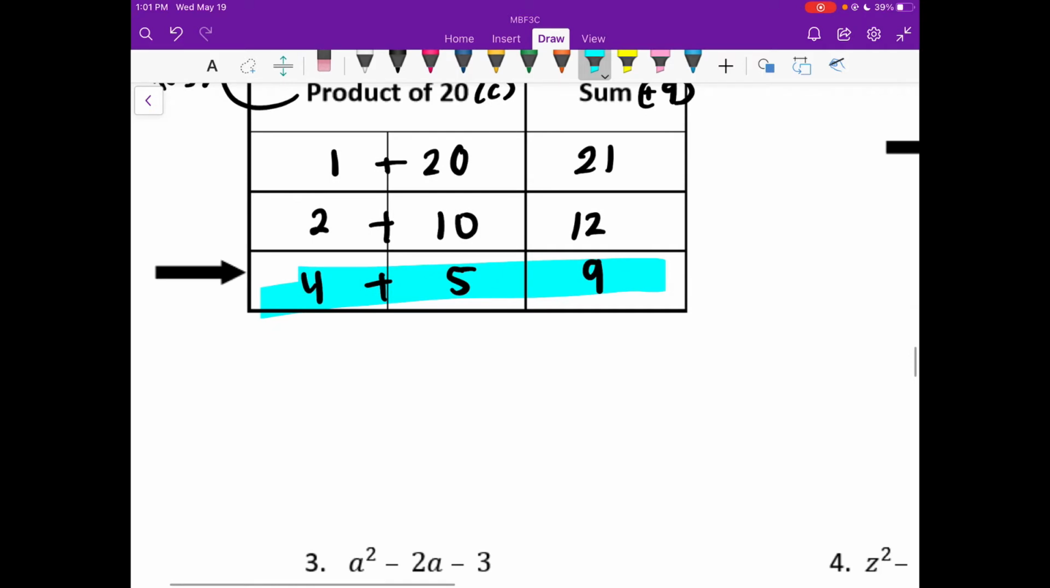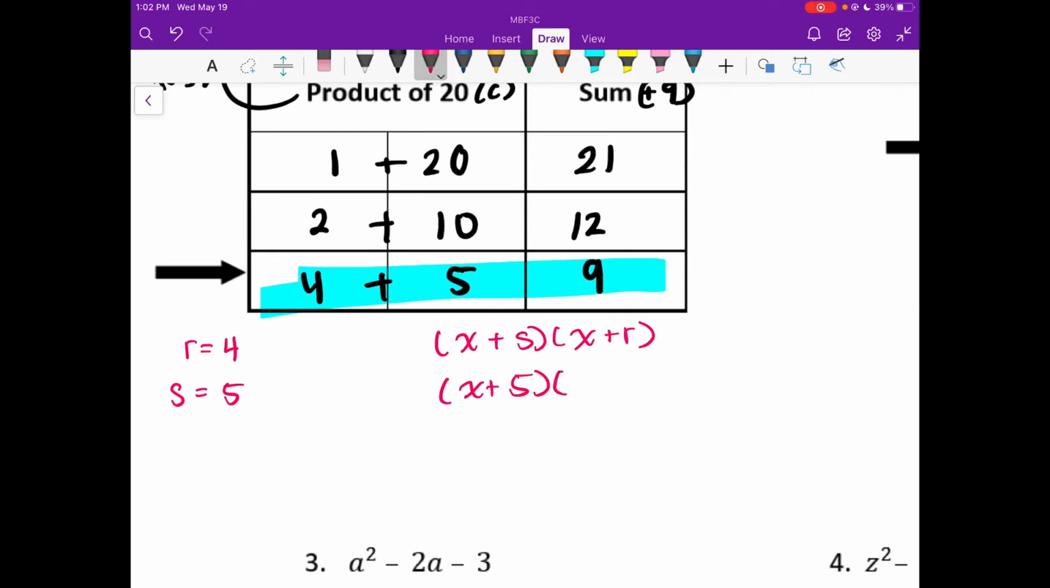Right? So let's go in. My R value is going to be 4. My S value is going to be 5. And I'm just going to plug it back into this equation. X plus S, x plus R. Right? So then I'm left with x plus 5, x plus 4. And honestly, if you wrote x plus 4 and x plus 5, that's right too.